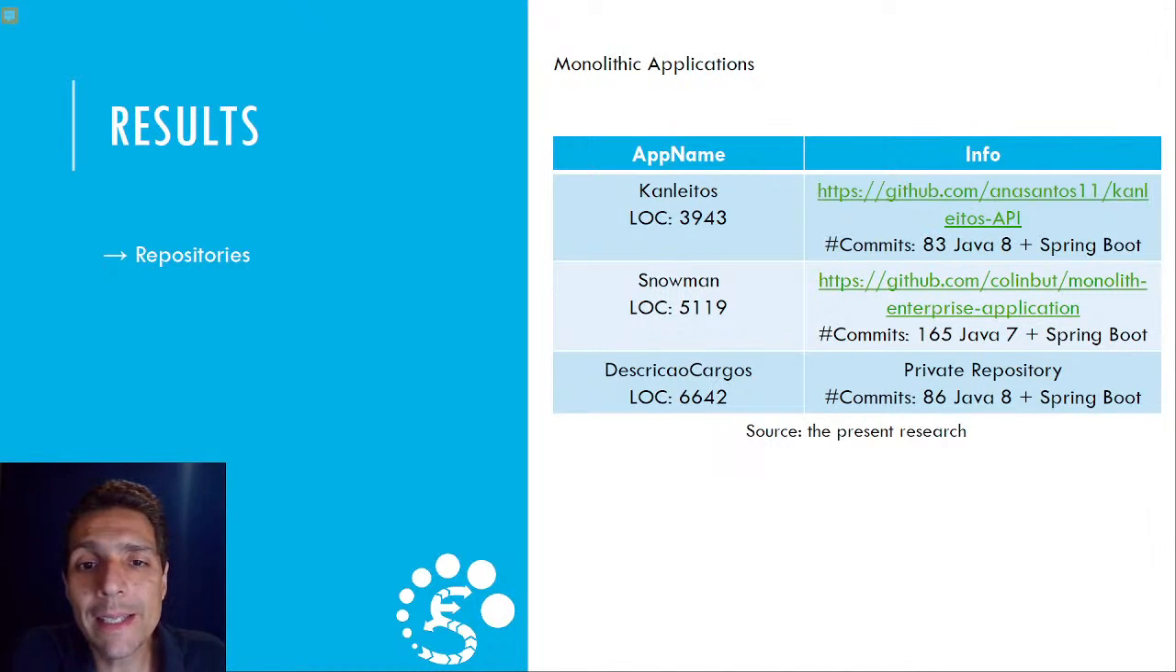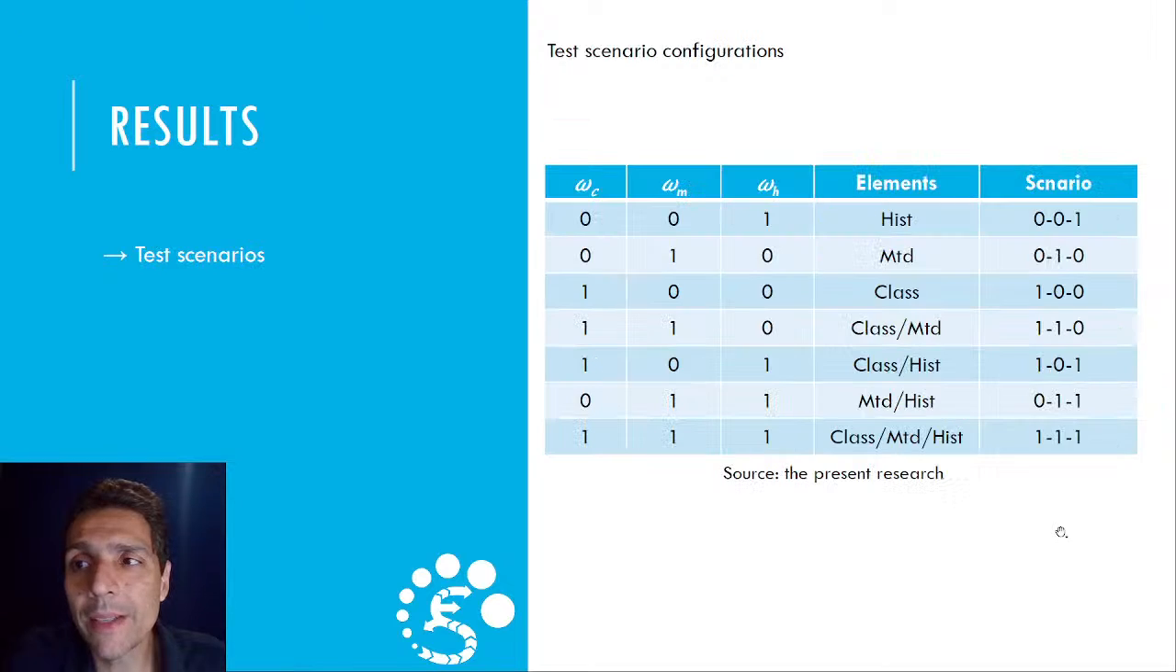Okay, so these applications were tested, and we made several test scenario configurations. This is a research paper, so we wanted to systematically analyze the impact of each dimension, each element in the microservice decomposition. So we built artificial scenarios like only using the change history, only using methods, only using the classes, then combining them with one another, and finally using the 3 as a whole.